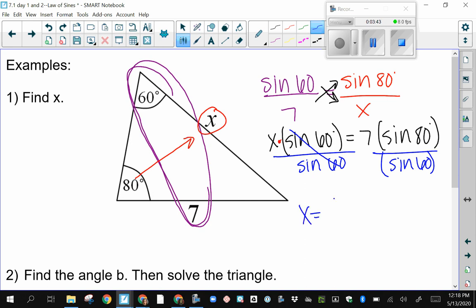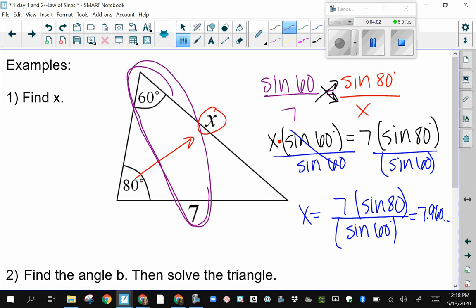X is equal to 7 times sine 80 divided by sine 60. And now is the time where I'm going to go ahead and type that into my calculator, and make sure you're in the right mode. And when I did that, I got 7.960, etc. I'll tell you our textbook's rule of thumb for these problems.